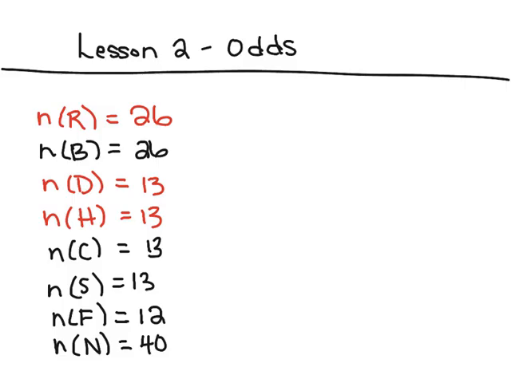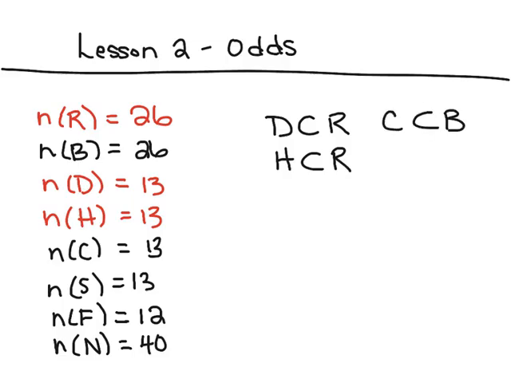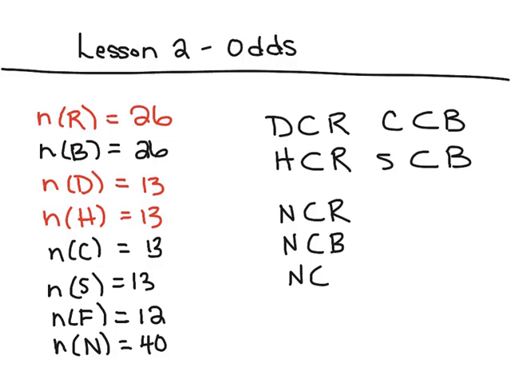Now if we were to think of subsets, we know that diamonds are a subset of red, and also hearts are a subset of red. Similarly, clubs are a subset of black, and spades are a subset of black. We know that number cards are a subset of red. They can be a subset of black. They could be a subset of diamonds. They could be a subset of hearts. They could be a subset of clubs. And they could be a subset of spades. There's number cards for each of them.